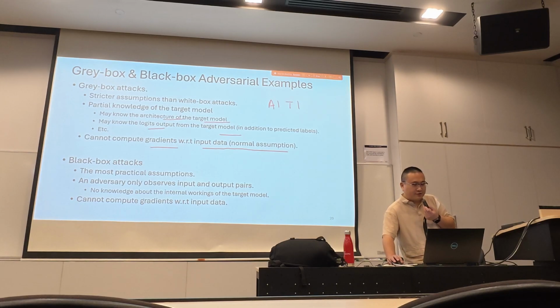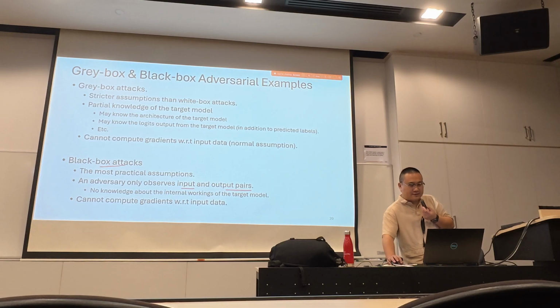And besides gray box attacks, we also have black box attacks. For black box attacks, this is the most practical attack in the real world because we have the strictest assumptions. In such settings, the adversary only observes input and output pairs. So the adversary can only observe that the input is a dog and the output is a random dog. That's it for the black box attacks. In this way, the attacker does not know the internal workings of the target model, and also cannot calculate gradients with respect to input data.